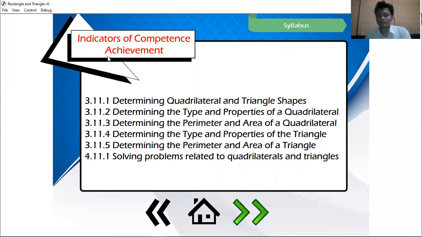Students can click here to go back to the syllabus menu, or click here to come to the indicators of competence achievement. Indicators of achievement: determining quadrilateral and triangle shapes, determining the type and properties of quadrilaterals, determining the perimeter and area of quadrilaterals, determining the type and properties of triangles, determining the perimeter and area of triangles, and solving problems related to quadrilaterals and triangles.